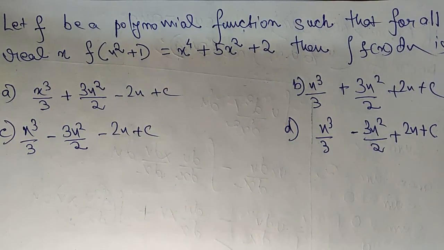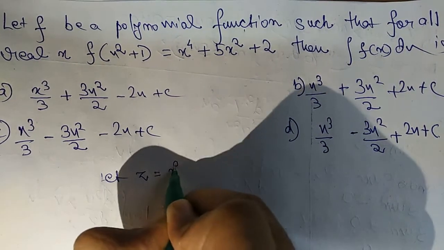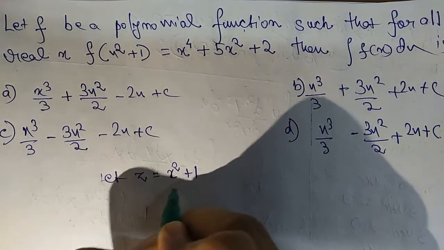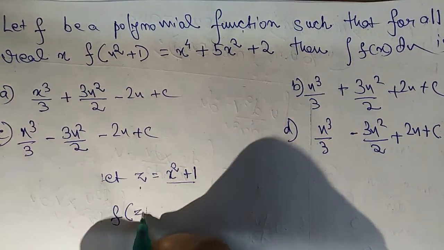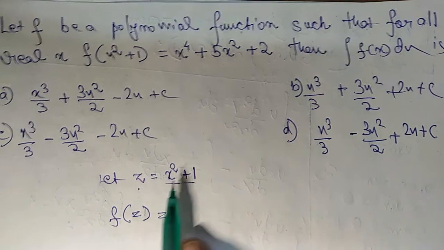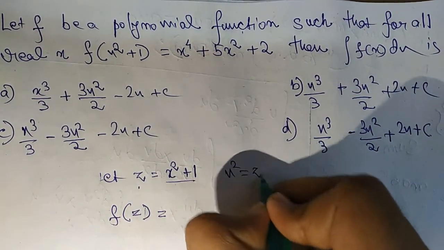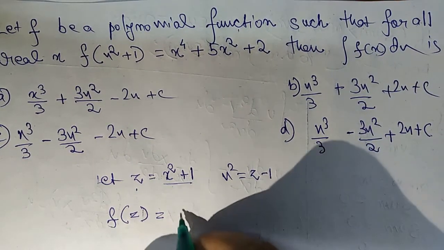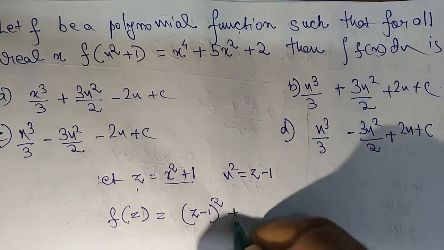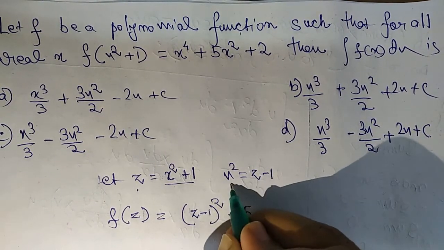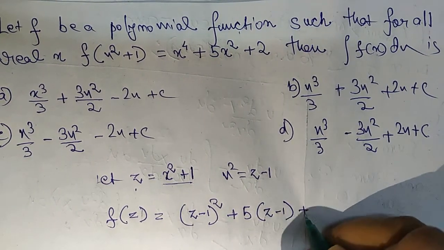So I will assume that z is equal to x square plus 1, and I will replace x square plus 1 by z. So what will come? f of z is equal to, now x square is equal to z minus 1. Follow me. So here I will write (z minus 1) whole square plus 5 times (z minus 1) plus 2.